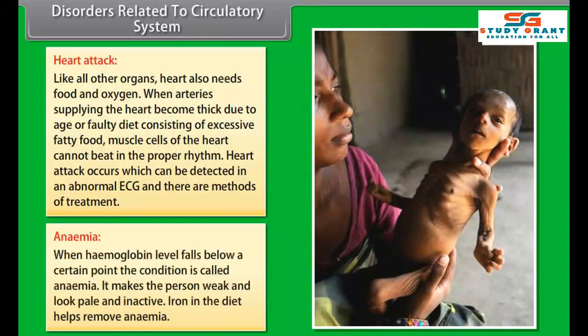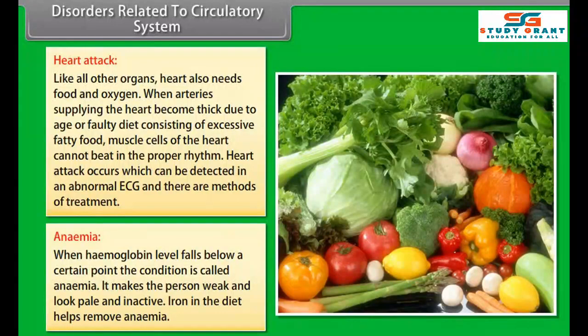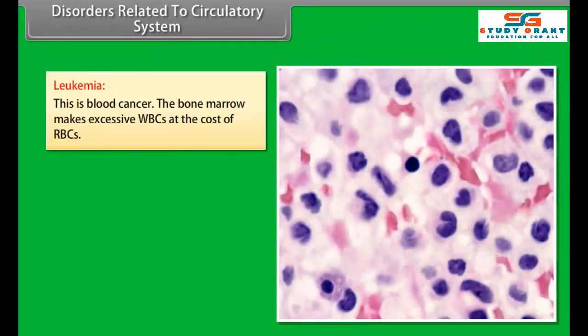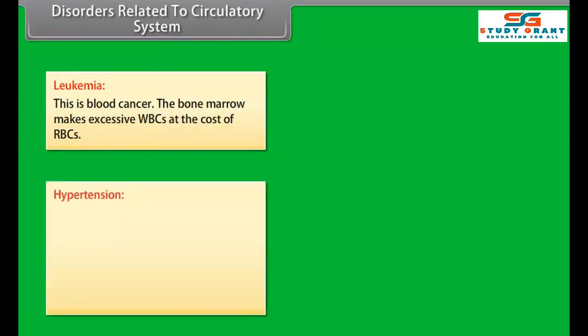Anemia. When hemoglobin level falls below a certain point, the condition is called anemia. It makes the person weak, pale and inactive. Iron in the diet helps remove anemia. Leukemia. This is blood cancer. The bone marrow makes excessive WBCs at the cost of RBCs.